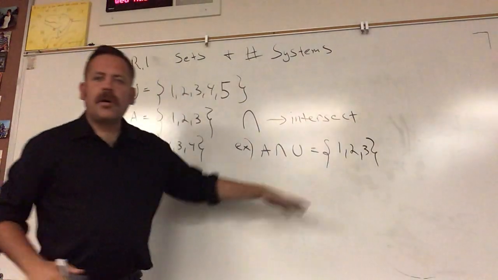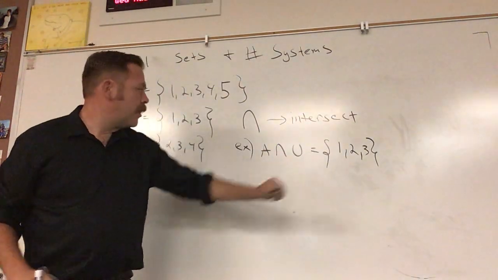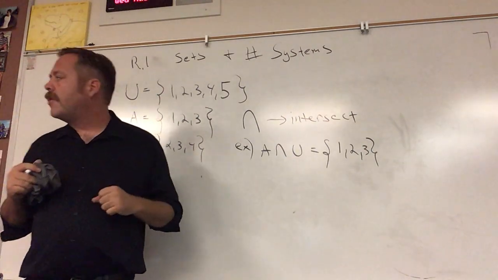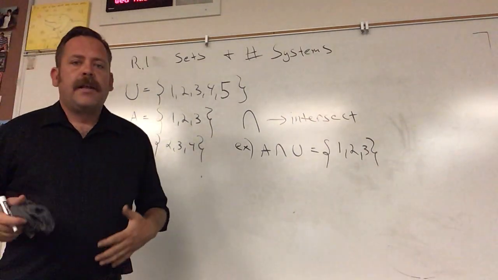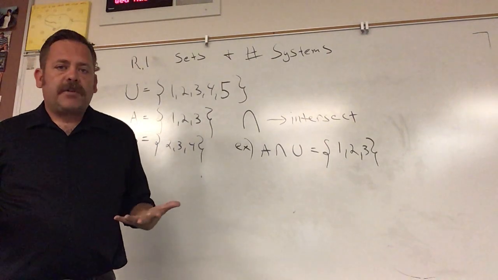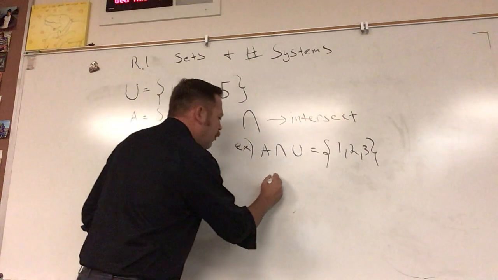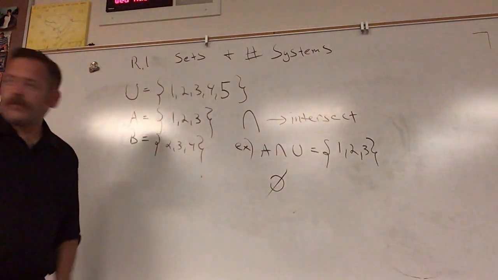This is fun. Drawing these little squigglies is fun. Now, if there's no intersection, if there are no elements that exist in both sets, which could be the case, we call it an empty set, and this is a symbol for an empty set.